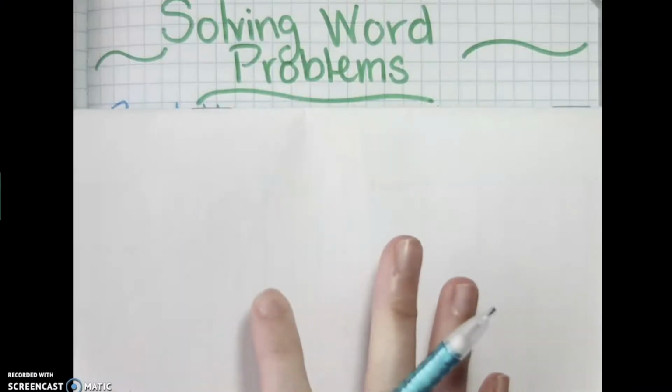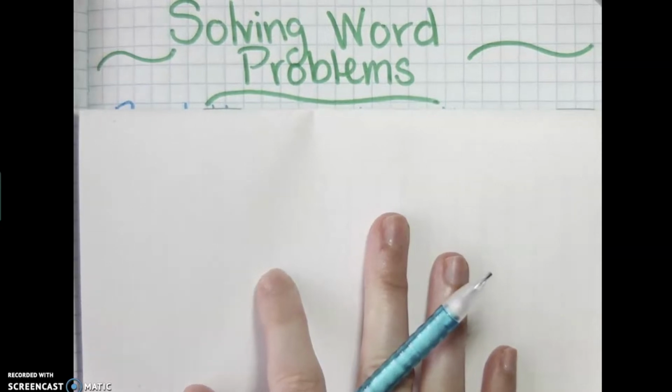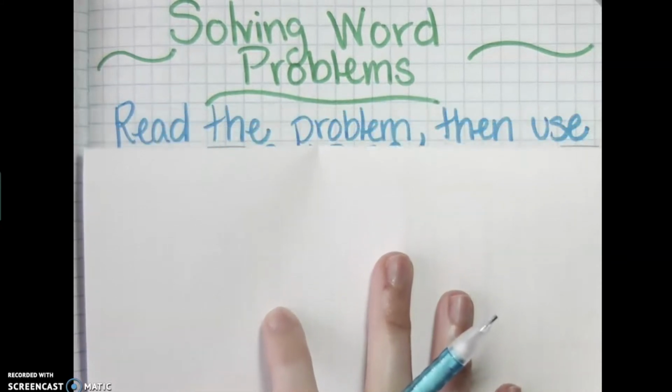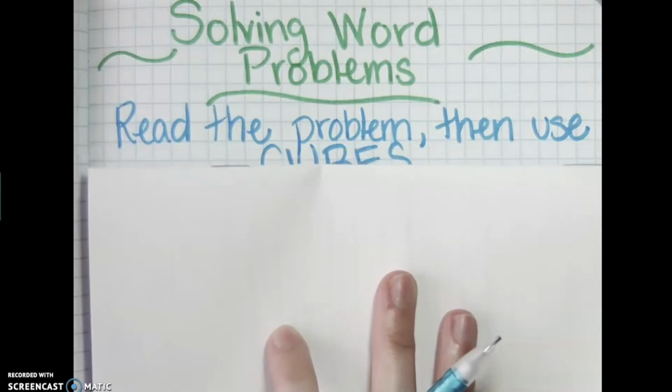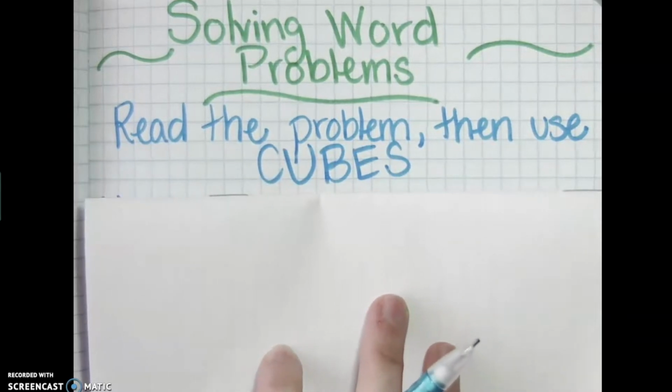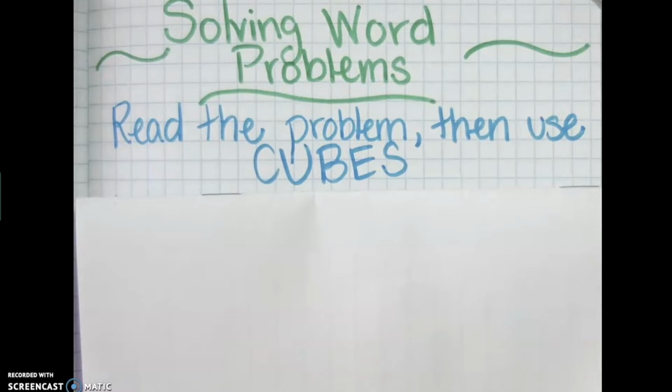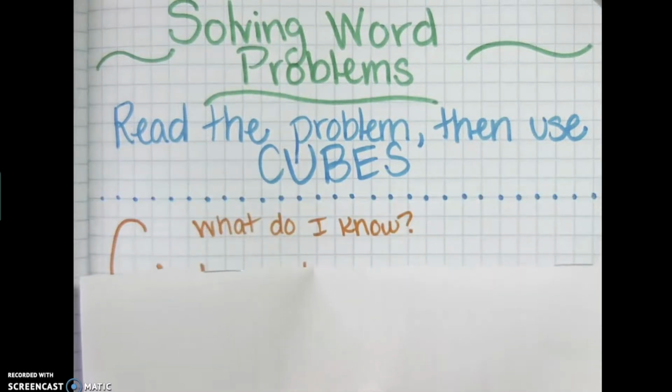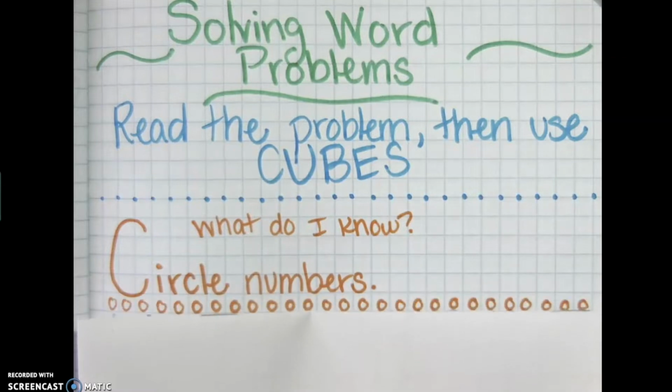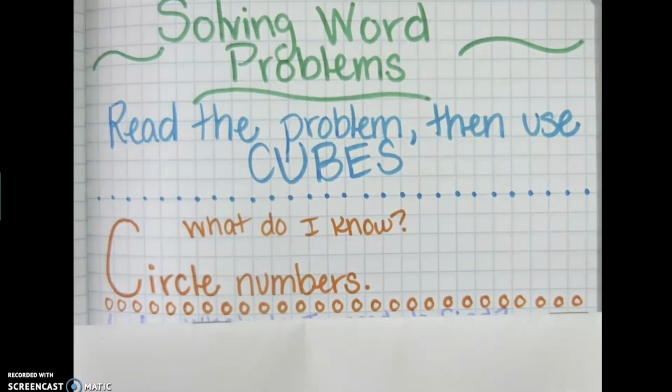Solving word problems. The first thing you need to remember is to read the problem and then use CUBES. So that's the very first thing we're writing on our notes. Read the problem and then use CUBES. The first part of CUBES is C, to circle the numbers. When you circle the numbers, this is something that is showing you what you know about the problem. So I wrote, what do I know? Because the circled numbers show you part of what you know about the word problem.